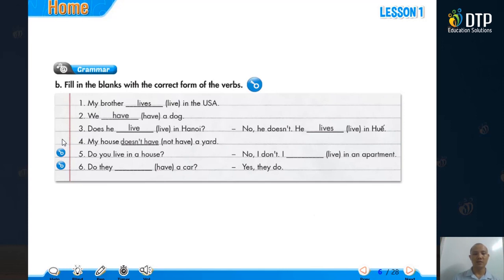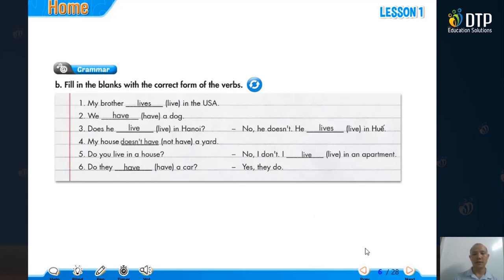Number 5. Do you live in a house? No, I don't. I lives or I live in an apartment? Đối với chủ ngữ là I, các con sẽ chọn là lives or live. Live, that's right. Number 6. Do they have a car or do they haves a car or do they has a car? What do you choose? Have, that's right. And yes, they do.